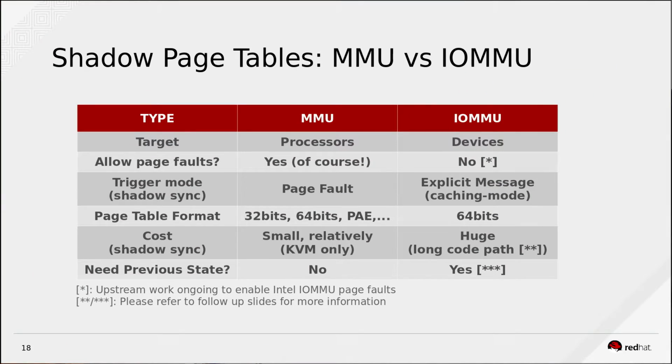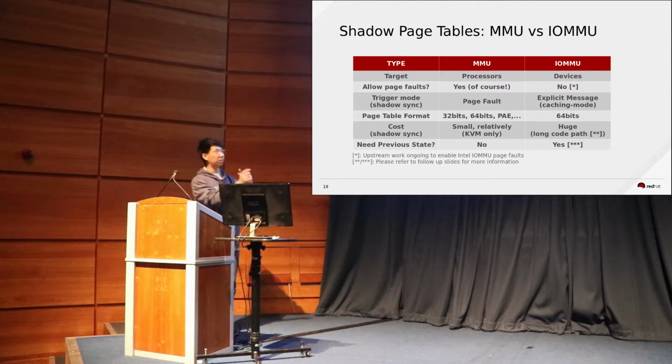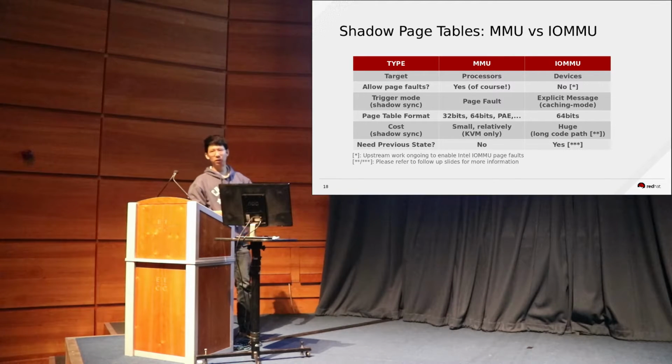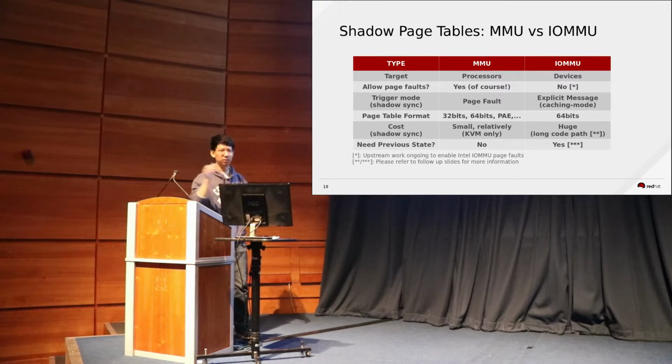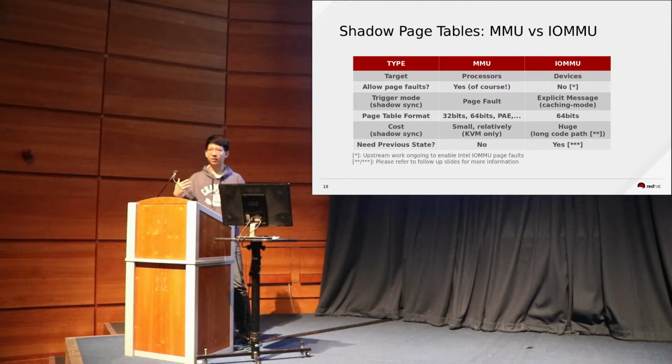So as we have already mentioned shadow page tables, what I was curious about is how this is different compared to the KVM MMU shadow page table. So I did a very quick comparison. Maybe the target is different, of course, and we don't allow page faults for the IOMMU yet. But I think PRI, a page request interface, something like that is in progress. So maybe in the future, hardware will allow page faults even from the device side.